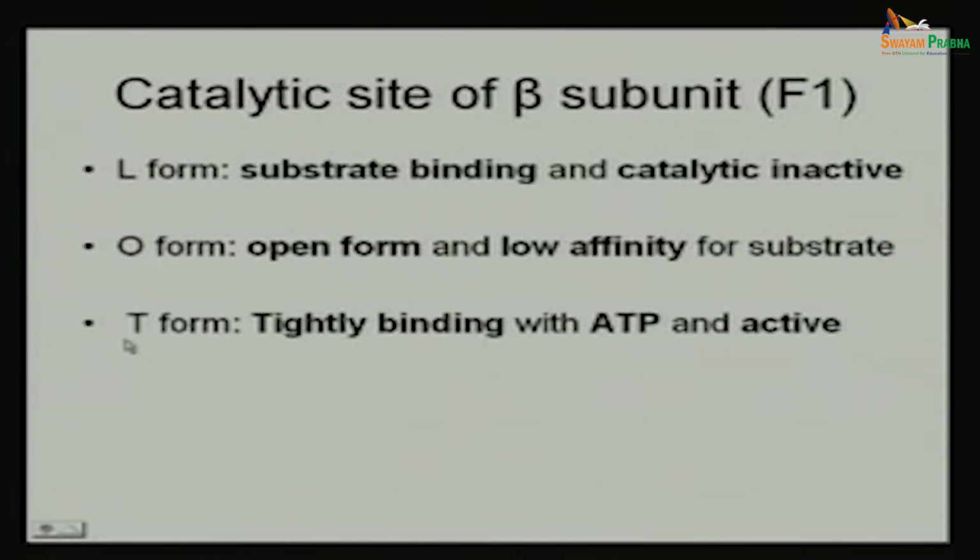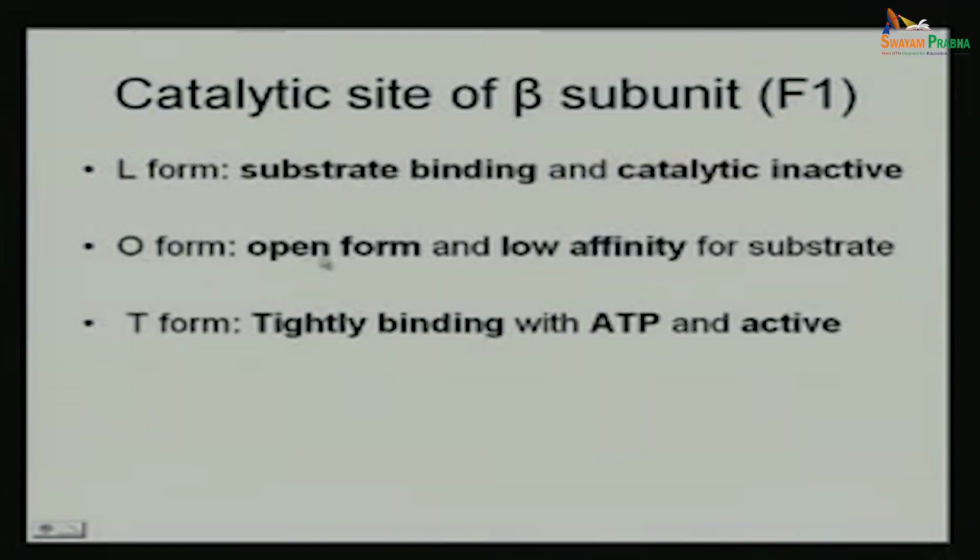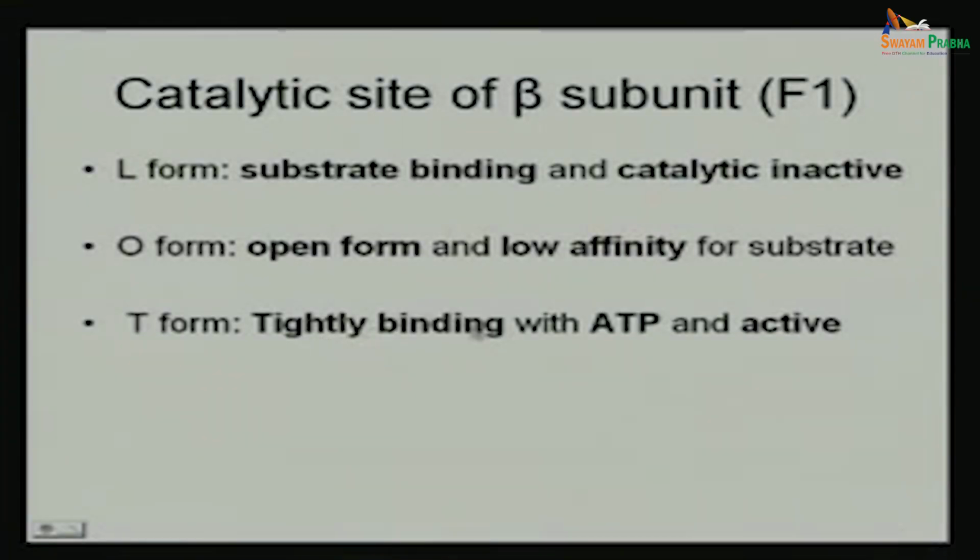What are the functions of these 3 catalytic sites? The L form is the substrate binding site, but catalytically it is inactive. The O form is the open form and it has a very low affinity for the substrate. That means it does not have any affinity for substrate binding. And the T form is tightly binding with ATP, that means it has a very strong affinity for ATP and it is also active.